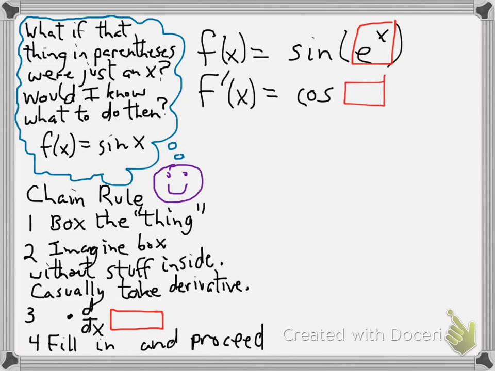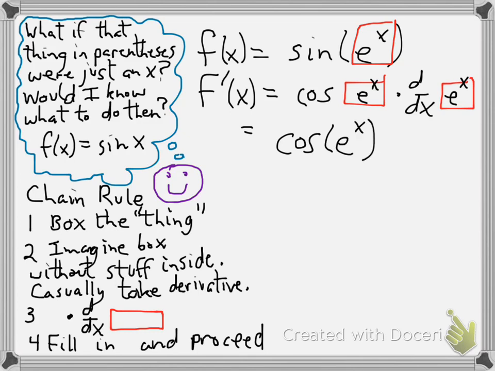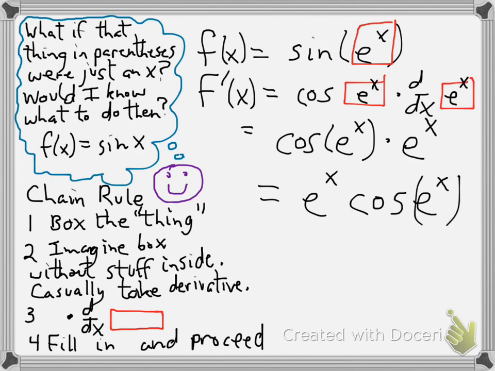And then, because this is the chain rule, we must say times d dx of box. Now what was in those boxes we can fill in with e to the x. We would get the cosine of e to the x and then times d dx of e to the x, but the derivative of e to the x just is e to the x. In an answer key, I imagine they might write it like this, e to the x cos e to the x. That's enough examples for this video.